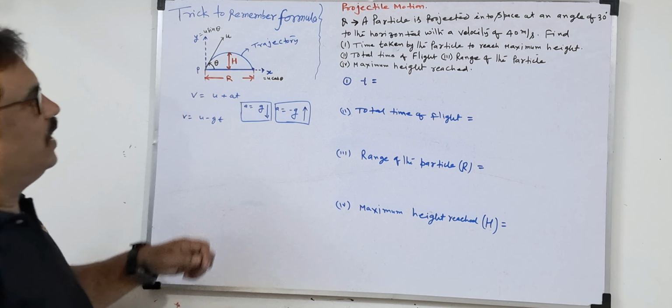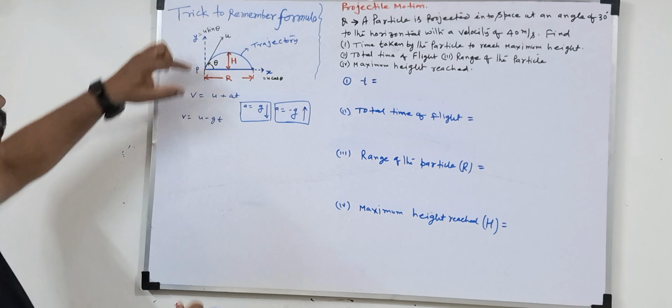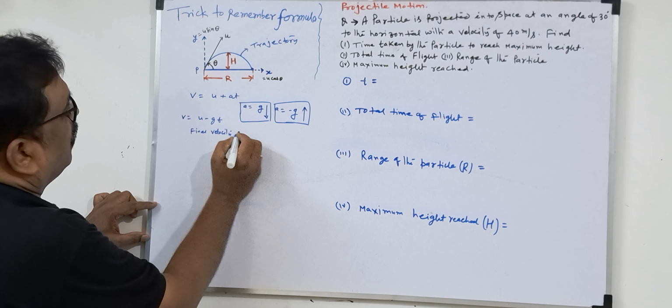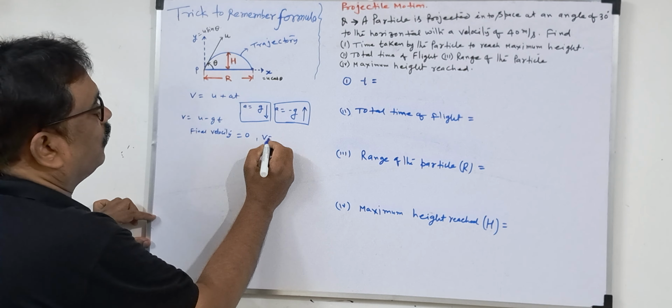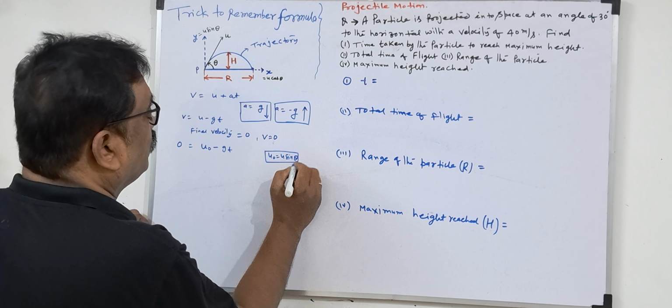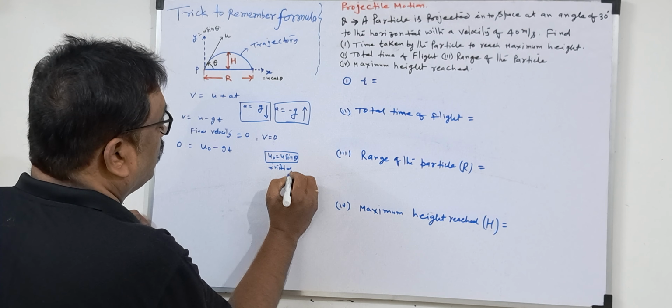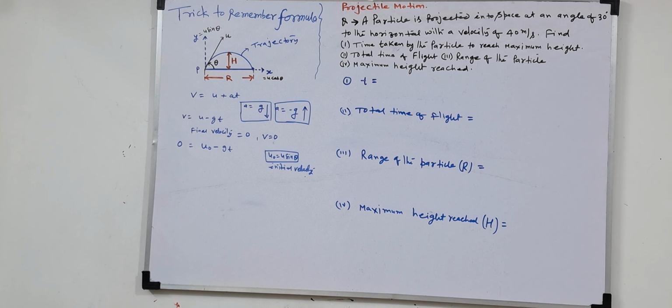Now look here. What are they asking? The time taken by the particle to reach the maximum height. When will the height be maximum? When the final velocity is 0. So V equals 0. Put the final velocity equal to the initial velocity U minus GT. Now the initial velocity U is equal to U sin theta. This is the initial velocity.